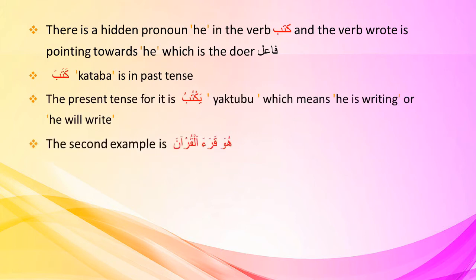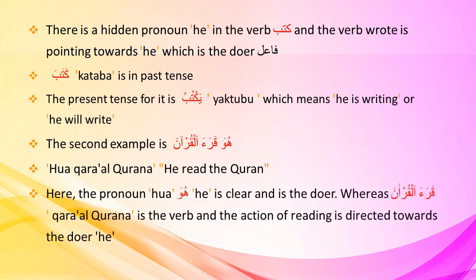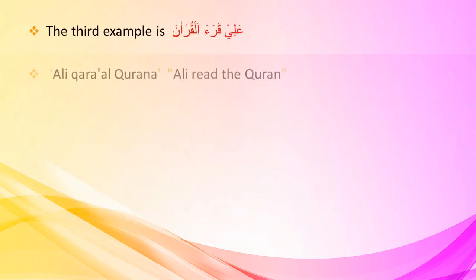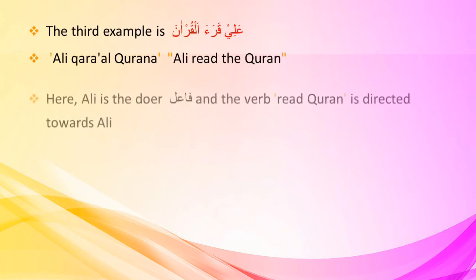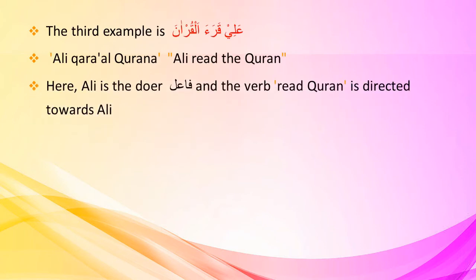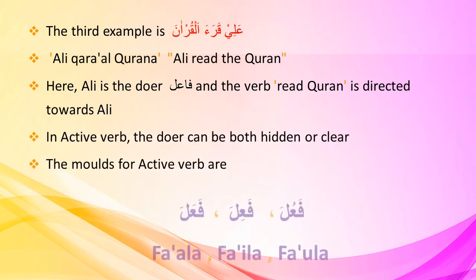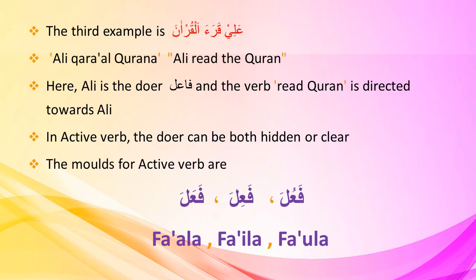The second example is huwa qara'a al-Quran. He read the Quran. In this, huwa or he is the clear pronoun and doer, whereas qara'a is the verb and it is directed towards he. The third example is Ali qara'a al-Quran. Ali read the Quran. In this, Ali is the doer and the verb read is directed towards Ali. In the active verb, the doer can be both hidden or clear. The molds for active verb are fa'ala, fa'ila, fa'ula.